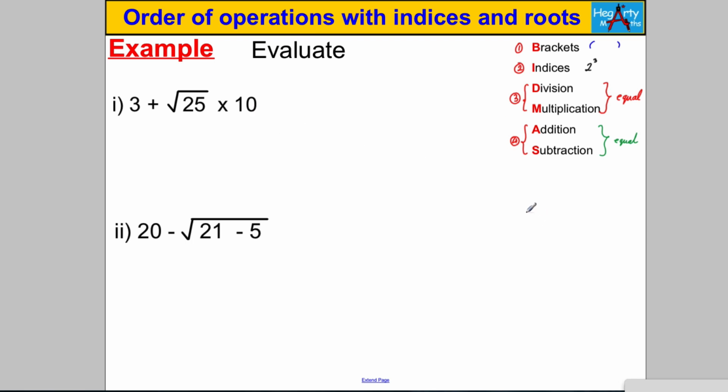Now the little thing you have to know here from our index notation work, the square root of 25 is a power. It's actually 25 to the power of, do you remember? Half. So when you see square roots or cube roots, they're actually indices or powers. So we've got an add, an indice and a multiply. Let's do the indice first. Square root of 25 is 5. Don't forget we've got multiply by 10. Don't forget we've got 3 add that answer.